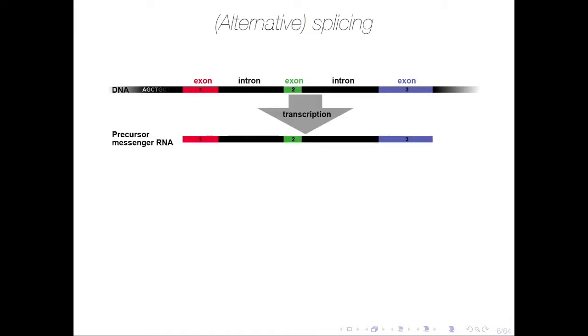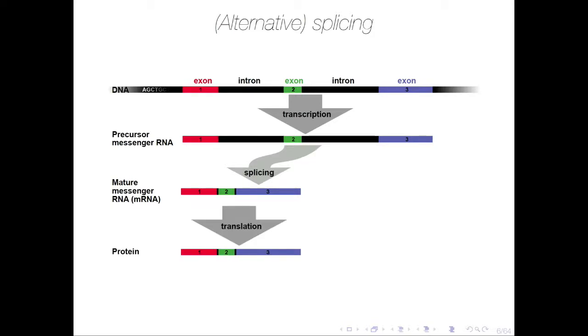DNA, through a process called transcription, is copied to what's called precursor RNA. This is going to act as the intermediate before we make protein. Splicing is the process by which these intronic regions are removed to give what's called a mature messenger RNA. That messenger RNA is then translated into a protein, and the proteins are what we think of as being the functional units of the cell. These molecules can act as things like structural proteins or enzymes.